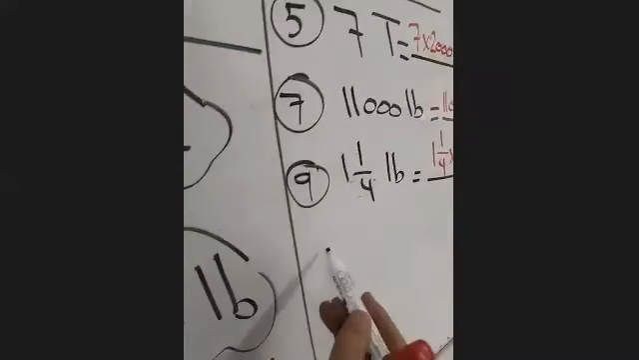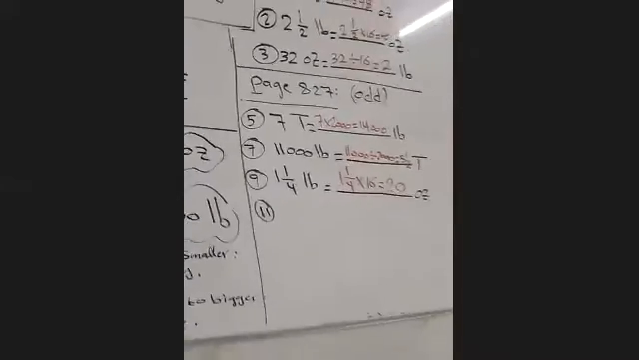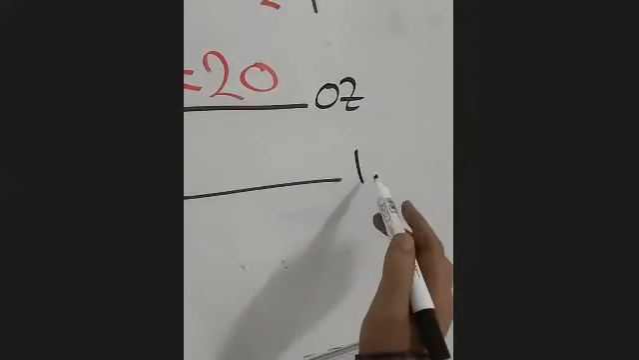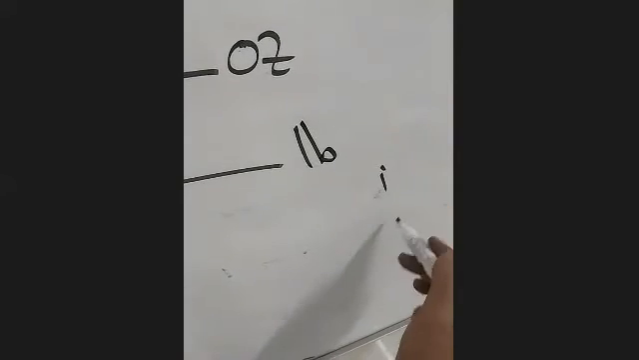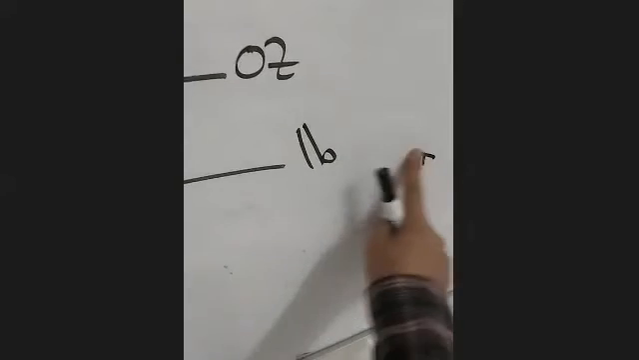Question 11. Kareem. Yes, Mr. 3 over 4 ton equals blank pound. It's not 1, it's a capital I. We write it like this, I-B, pounds, okay?